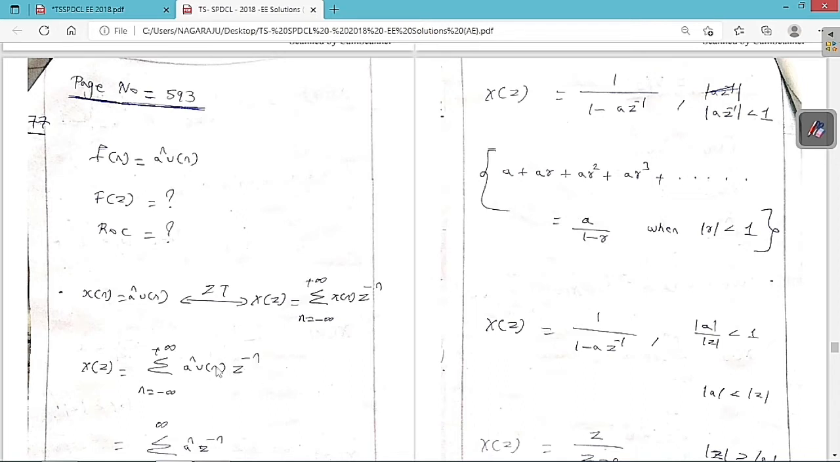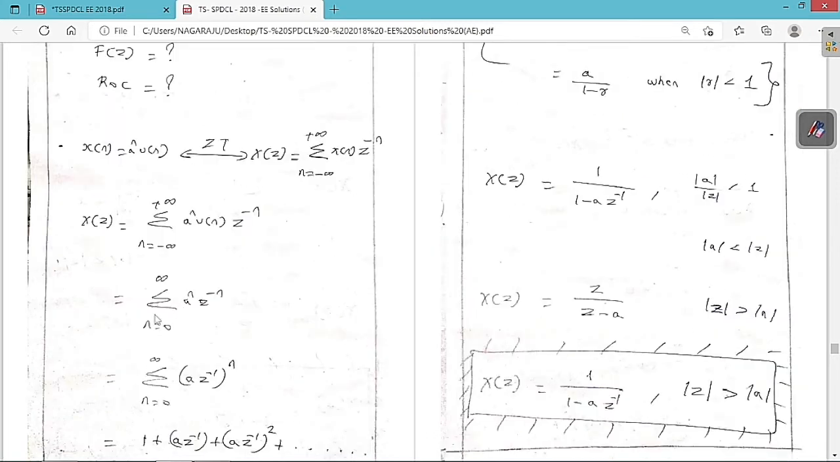As u(n) is defined only from n equal to 0 to infinity, for minus infinity to minus 1 its value is equal to 0. So this summation will simplify to sigma n equal to 0 to plus infinity. Now the summation is from n equal to 0 to infinity a^n, because u(n) is equal to 1 from n equal to 0 to infinity, times z^(-n). So now I am going to take n as a common power. Therefore sigma n equal to 0 to infinity (a z^(-1)) whole to the power of n.